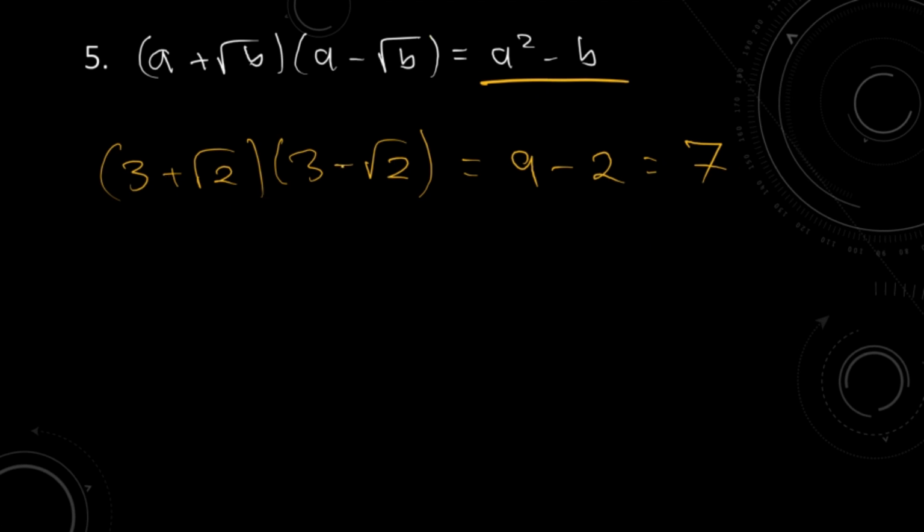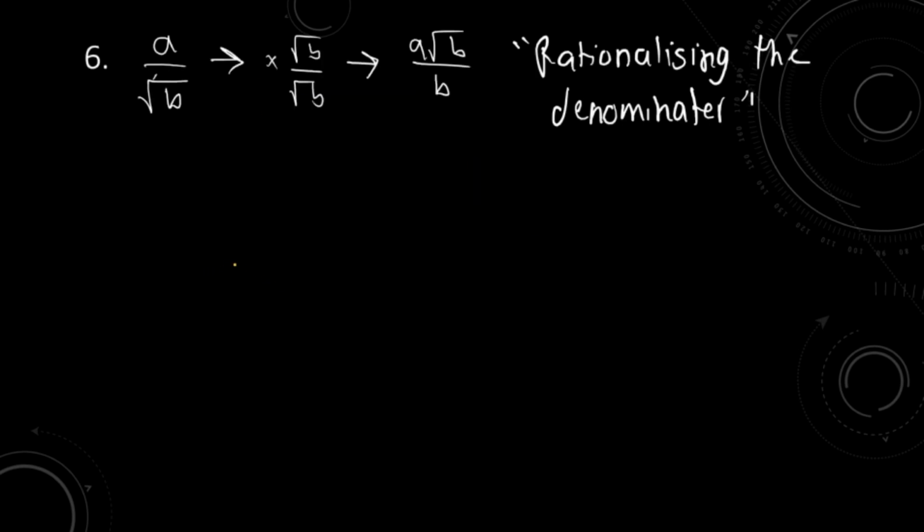You have a plus, a minus, and you have the same A and same B. It's in this form basically. So you quickly square the A, which will give you 9, and then you square the root 2, which would give you 2. The sign will be minus, so you do 9 minus 2 equals 7. It's just a quick tip for your exam, when you don't have enough time, you just use this rule. Now, this next one is slightly trickier.